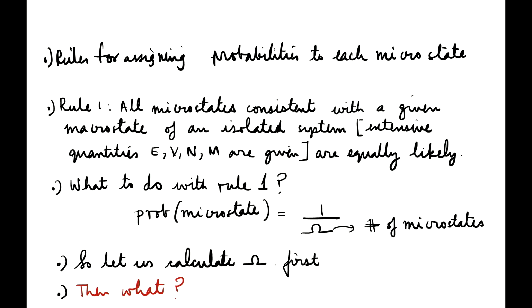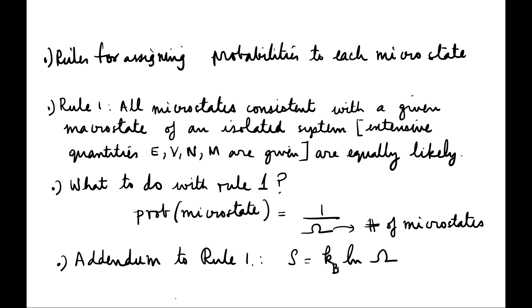But after that, what? Okay, so is this part clear? This is rule number 1. So I have calculated omega. Then what do I do? Then I need some addendum to rule 1. I need to know what to do with omega, and that is the connection to thermodynamics, which also we will take as a given. Entropy is k log omega. Okay, so if I start with the microscopic configurations, I compute omega. From there, if I take a logarithm, I get a macroscopic quantity, entropy. These two rules we will take as given.